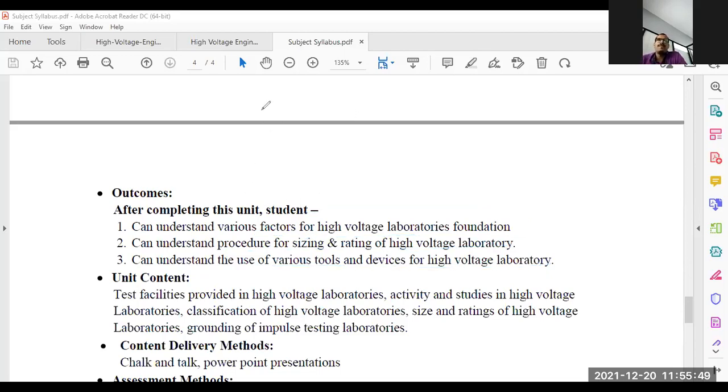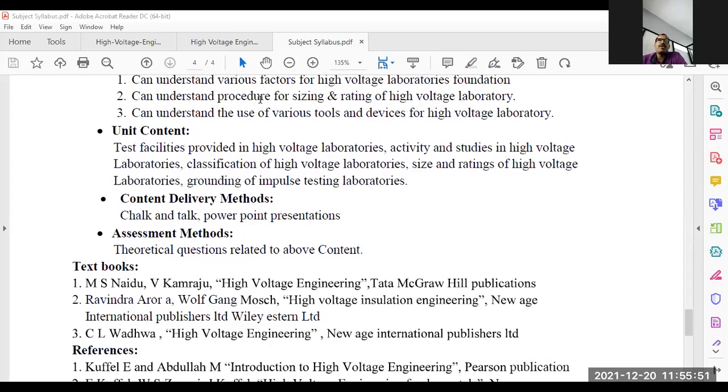So what are the contents that we are going to understand? First of all, the test facilities provided in a high voltage laboratory, which means which kinds of tests we can conduct. Then the activities and studies that we will do in the high voltage laboratory. Then the various types of laboratories, that means classification, and size and rating of the high voltage laboratory. If we are developing a high voltage laboratory, how will it have its sizing, how will it have its rating of the equipment, and the grounding of the impulse testing laboratory.